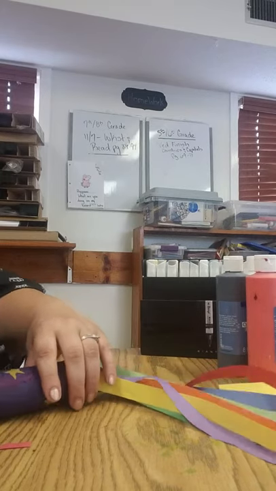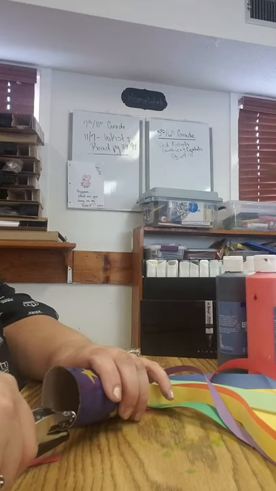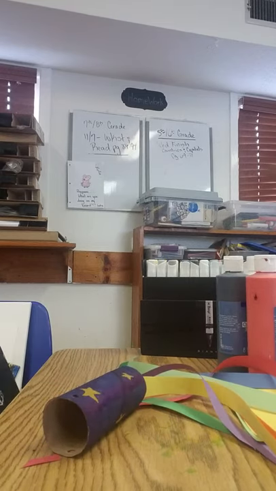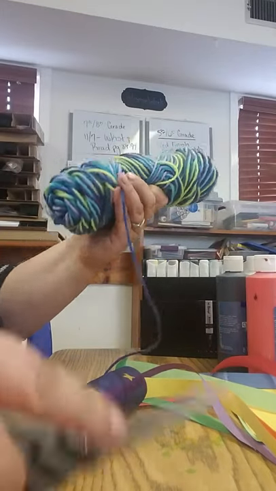Now the top of it, we're gonna punch two holes, one on each side. You can punch them with scissors if you don't have a hole puncher available. Just be careful. And cut a piece of string.